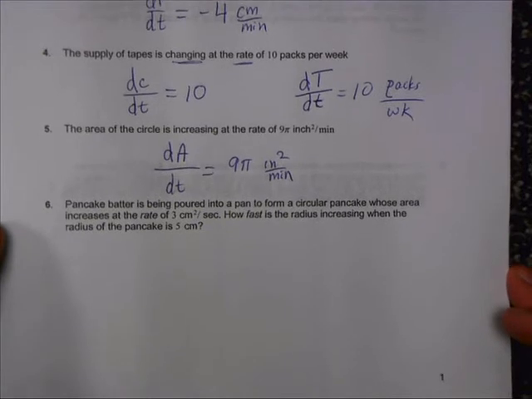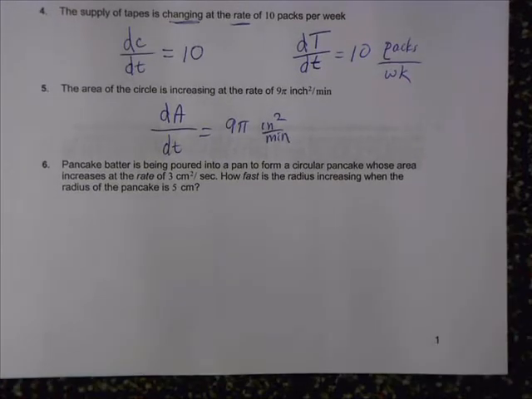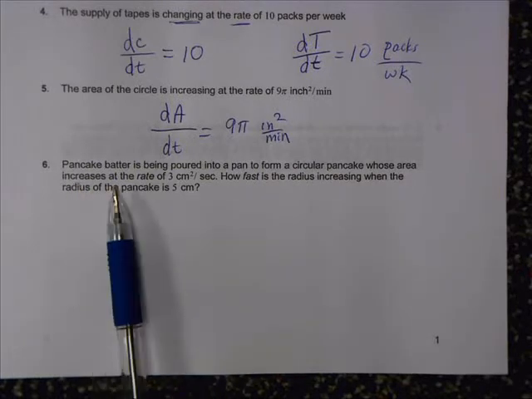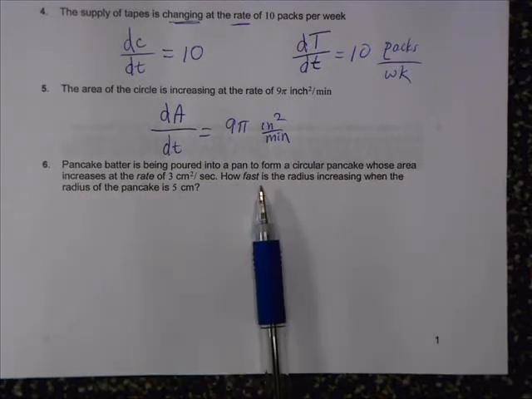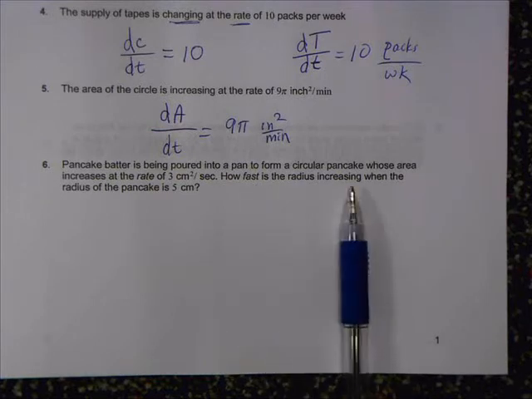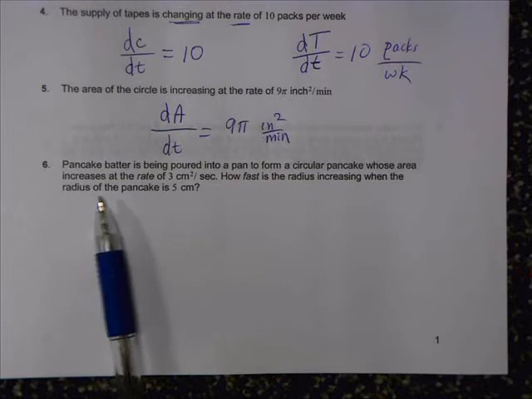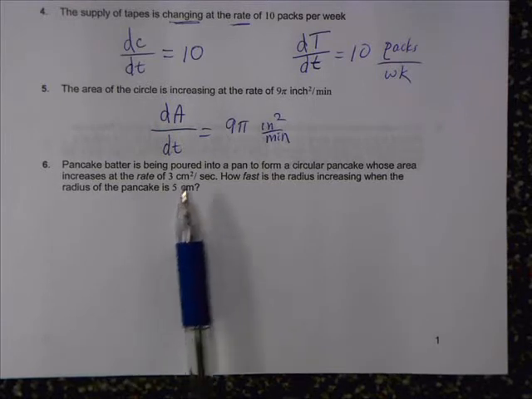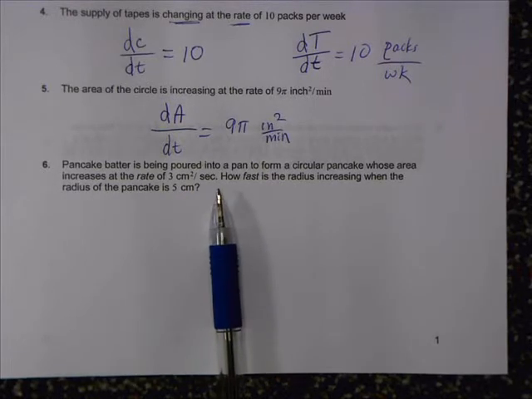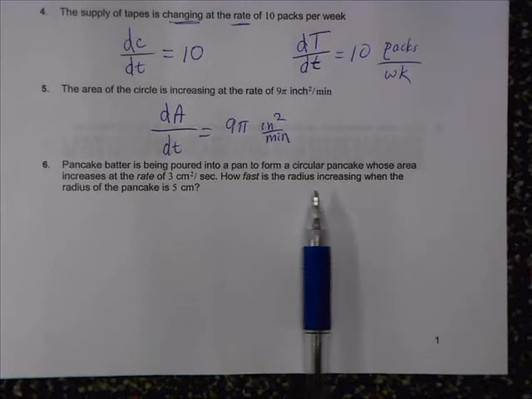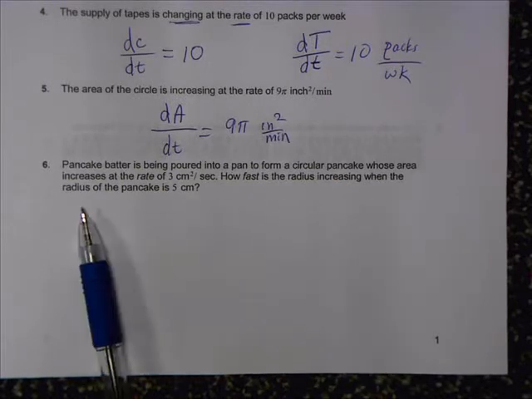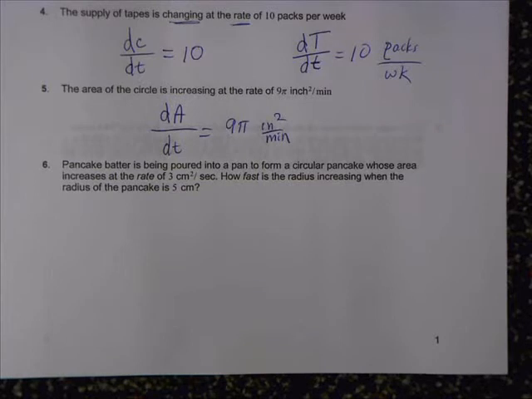All right, so now here's the sort of word problems you're going to see. Those were just warm-ups on how to write the symbols. Pancake batter is being poured into a pan to form a circular pancake, so it's kind of like dumping my water on the floor, whose area increases at the rate of 3 centimeters squared per second. How fast is the radius increasing when the radius of the pancake is 5 centimeters?